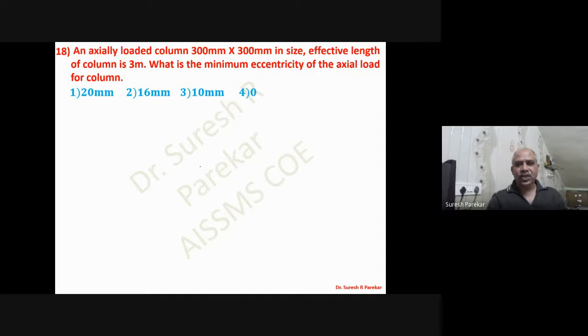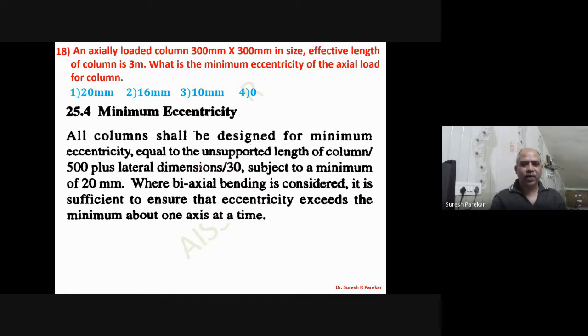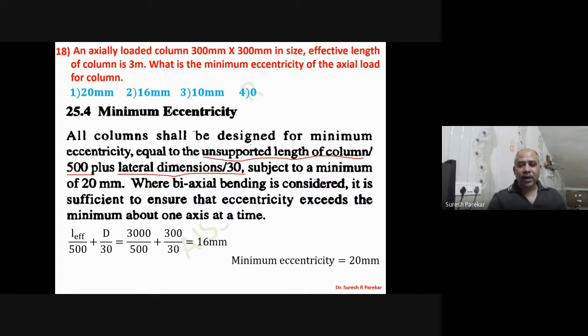Then we have question 18: an axially loaded column 300 by 300 mm in size. Effective length of column is 3 meters. What is the minimum eccentricity of the axial load for the column? So we have clause number 25.4, where it is given as unsupported length of column divided by 500 plus lateral dimension divided by 300, subject to a minimum of 20. So if it comes less than 20 by this formula, then we have to take the value as 20. So it comes to 16, and minimum we have to go for 20, not less than this. So minimum eccentricity 20, option is 1.